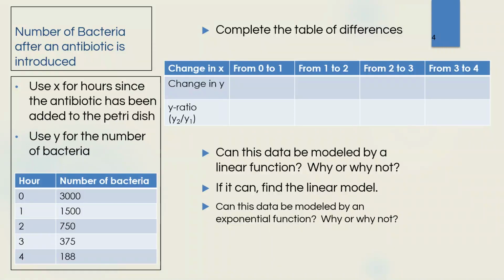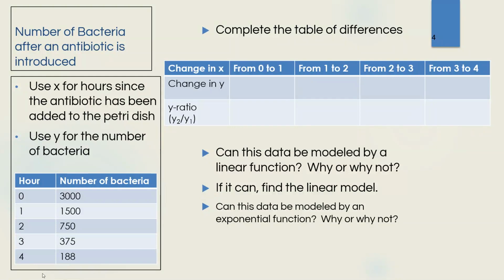In this scenario, we are to start off completing the table of differences, and it appears we're also to complete the y ratios. Why would we be doing this? Well, it's because of the first bullet point. We want to answer the question, can this data be modeled by a linear function, yes or no?